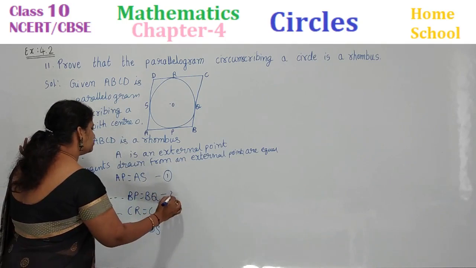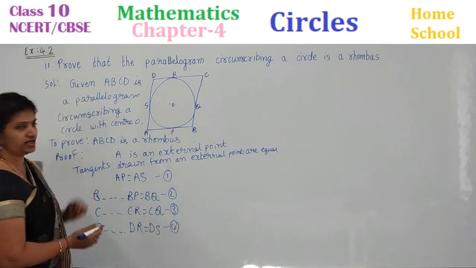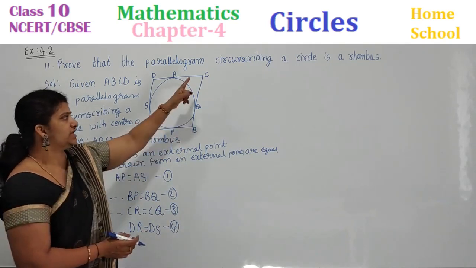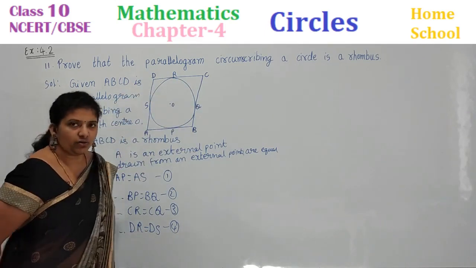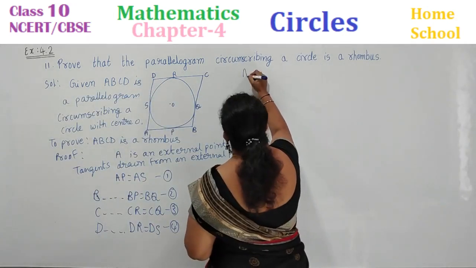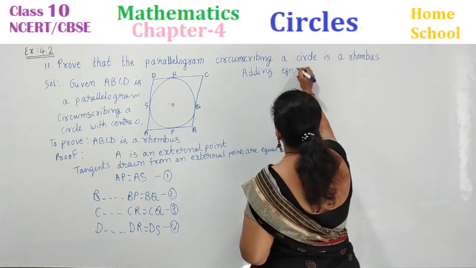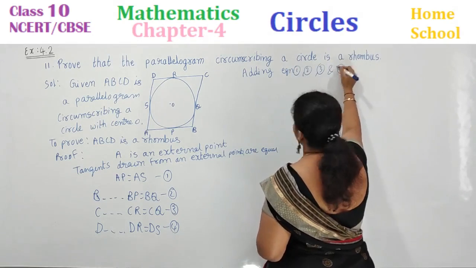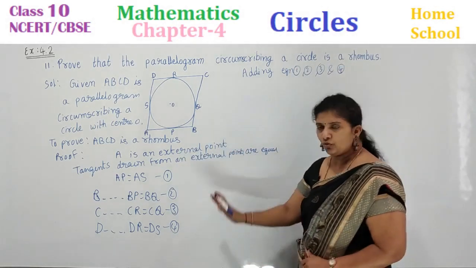Mark all these as equations 1, 2, 3 and 4. AP equal to AS, BP equal to BQ, CR equal to CQ, DR equal to DS. Okay. Now what's your next step? Let's add all the equations. Adding equations 1, 2, 3 and 4. How are we going to add? Left hand side, right hand side, you add.